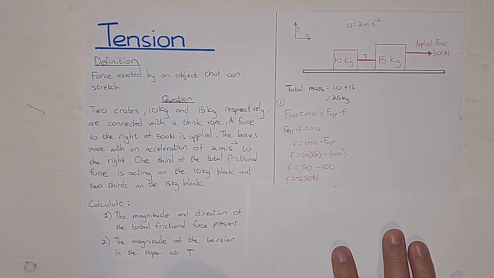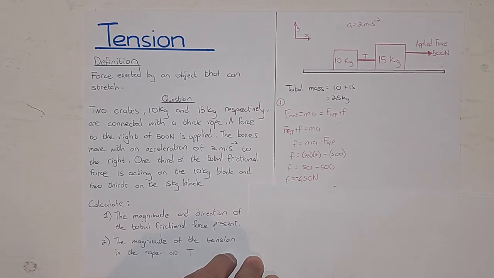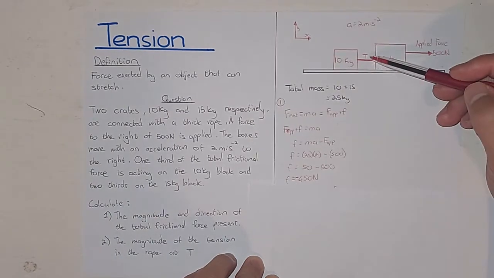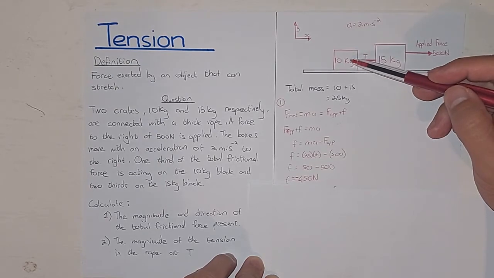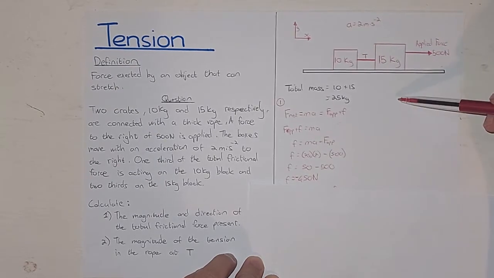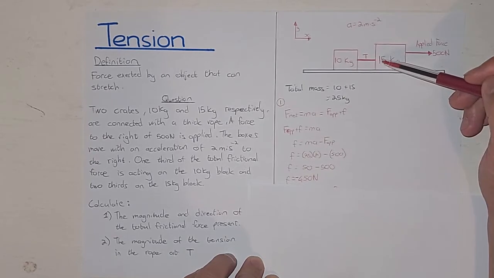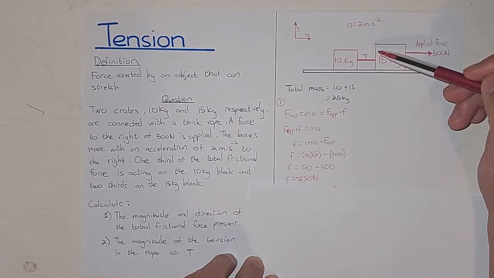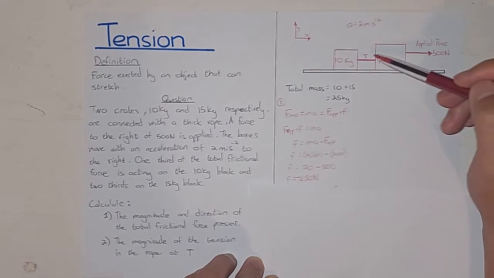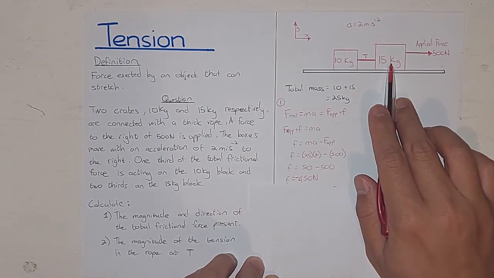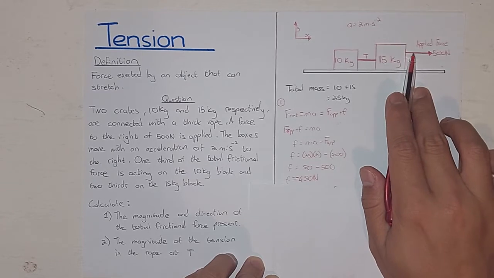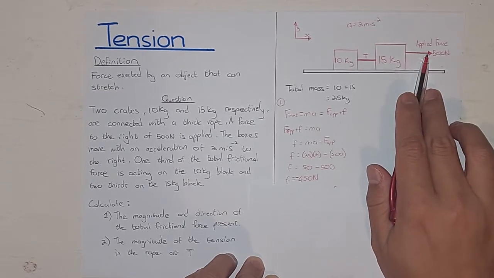Now I want to calculate the magnitude of tension. Please, we must understand that tension's magnitude over here will be the same for both 10 kilograms as well as 15 kilograms. My tension's magnitude will be the same, but it will be in opposite direction depending on which one I'm looking for. If I'm looking at this 15 kilogram, I can see that I am applying a force to the right.